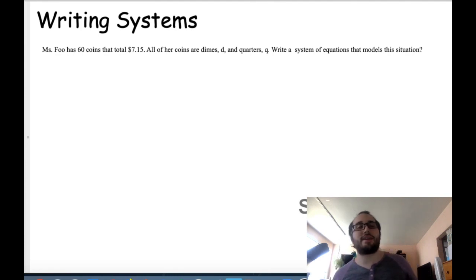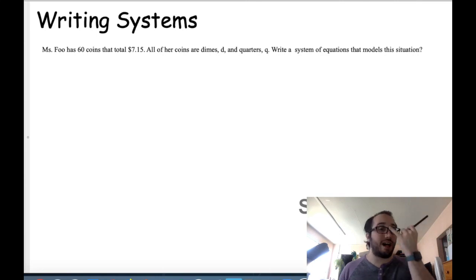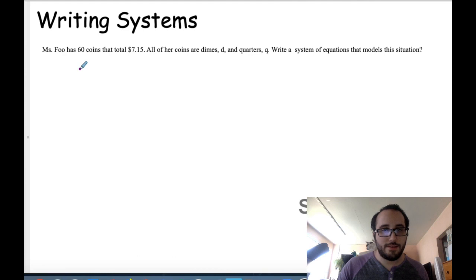So let's talk about writing systems. Ms. Fu has 60 coins that total $7.15. All of her coins are dimes and quarters. Write a system that models the situation. So for a system, we need two equations. She has 60 coins, so D and Q represent the coins themselves. The amount of dimes plus the amount of quarters should equal 60 coins.